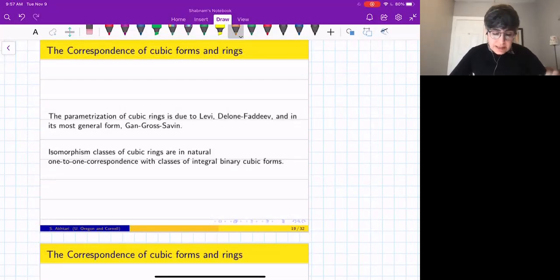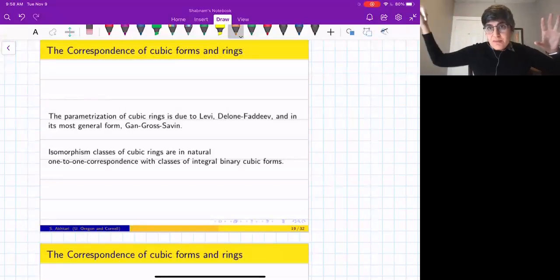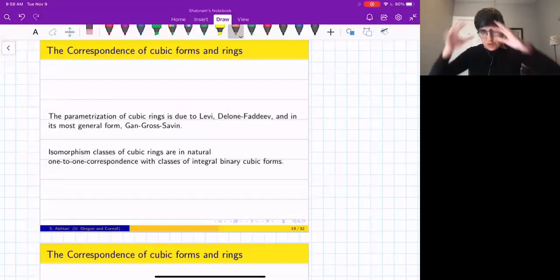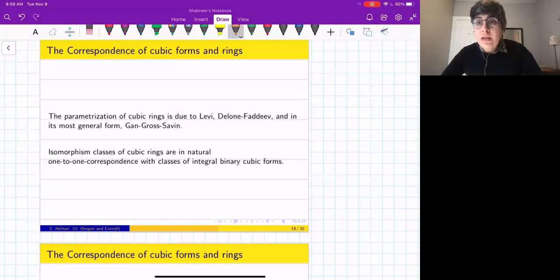And more recently they have been generalized by Gangro-Sabin. And what they say is what I try to hand-wavingly describe, that isomorphism classes of cubic rings are in natural one-to-one correspondence with classes of integral binary forms. So you get a cubic ring, you can find a whole class, just one class, a unique class of binary forms that correspond to that.